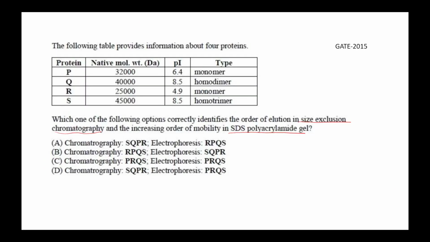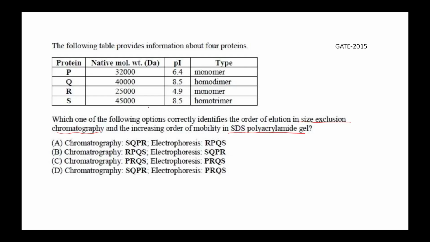So in the question, information has been given on molecular weight, pI and type. Here they have performed size exclusion chromatography. It has been asked to correctly identify the order of elution in size exclusion chromatography. So first let's see size exclusion, the order of elution: which one will come first and which will come later. The protein with the higher molecular weight will come out first. In size exclusion chromatography we are not treating it with any detergent, so the native structure of the protein remains intact.